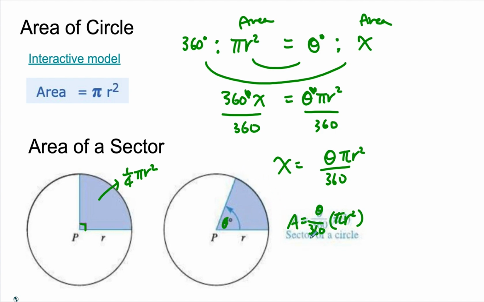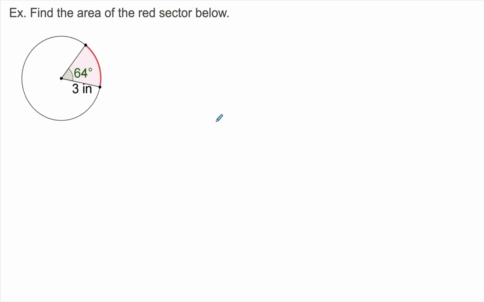If you want to remember this rule, you can go ahead. I don't remember that. I usually use the proportion because it makes more sense to me. So you choose, okay? And here is an example. Find the area of the red sector below. So again, I don't remember the rule, so I'm going to use my reasoning here.